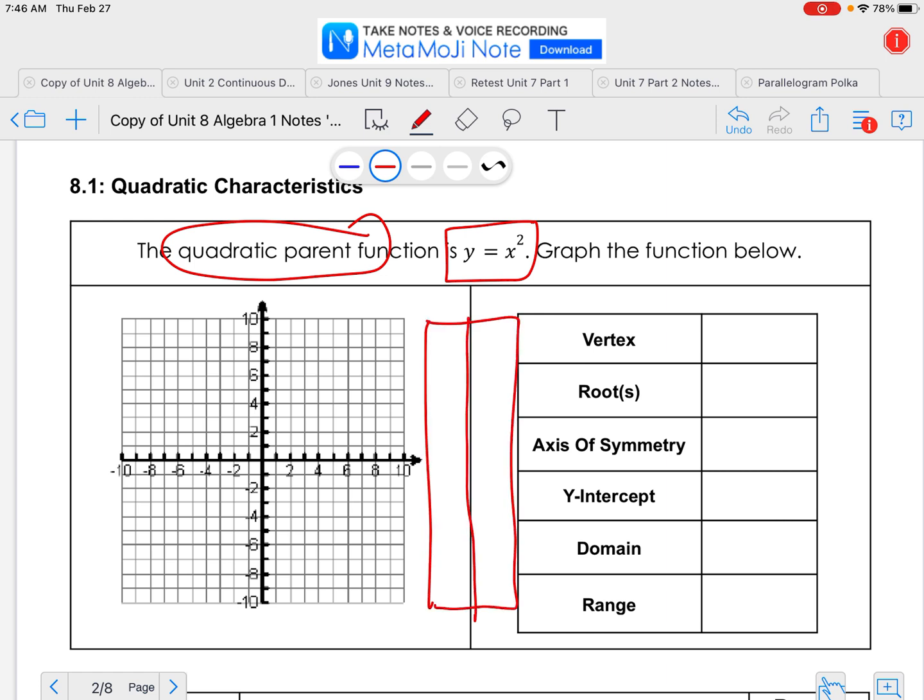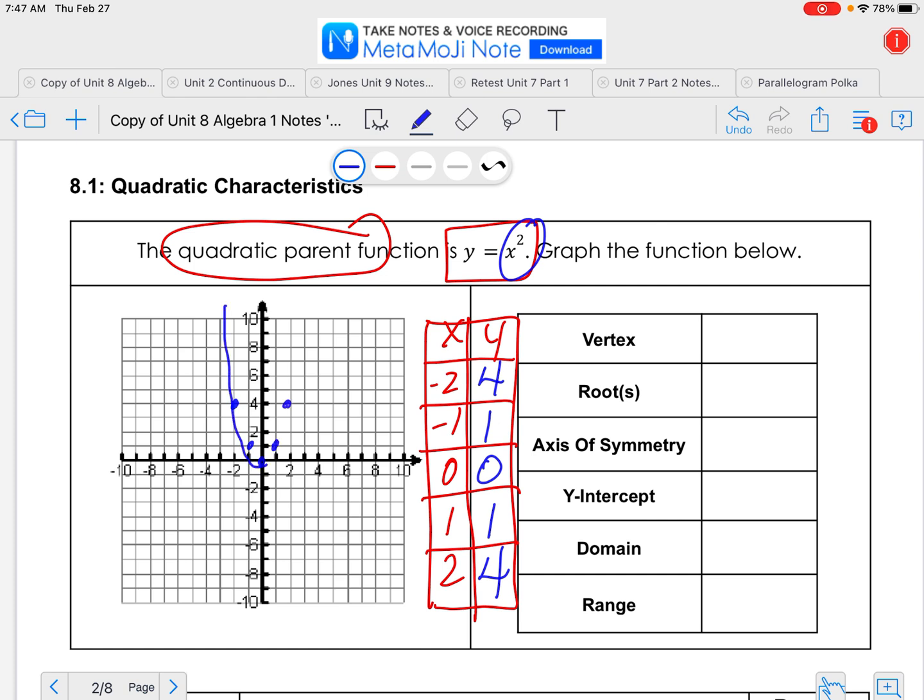If we made a table of values, let's do some negatives, some positives, a 0, and see what's happening here. Negative 2 squared is 4, negative 1 squared is 1, 0 squared is 0, 1 squared is 1, 2 squared is 4. So let's graph this. And it makes this U shape.